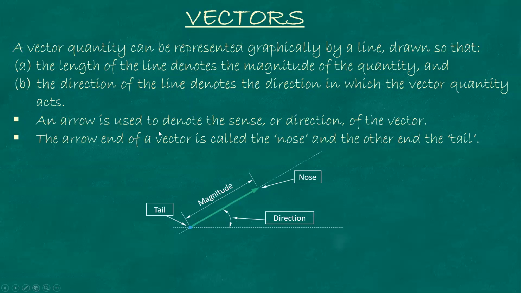So an arrow is used to denote the sense or direction of the vector. This one. The arrow end of a vector is called the nose or sometimes called the head, no? Or tip, depende sa what. Other authors, ang gamit nila head or tip, and then the other end is ang tail. Tail gini siya. Unang na-topic na head to tail or tip to tail. Ayan. So, whether it's nose, head, or tip, pareho lang na. So, yun ang vector represented by a line. Yan na arrowhead.